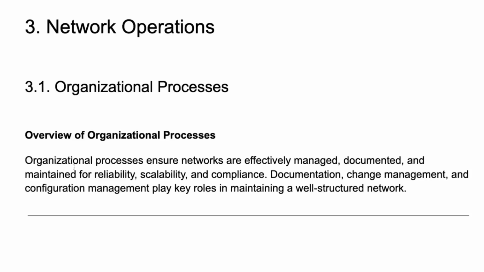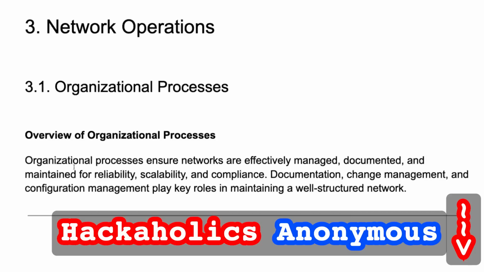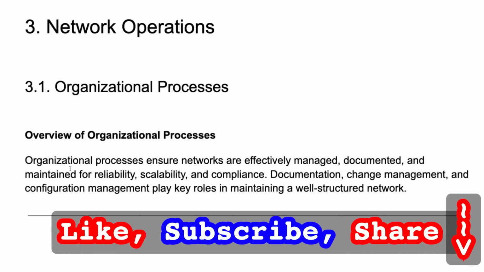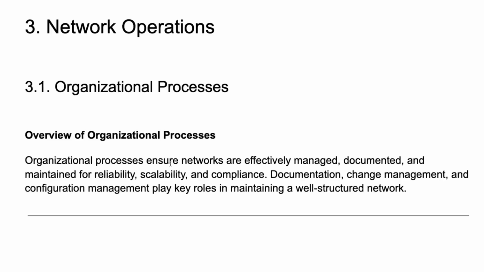Now at the top of our network operations chapter is organizational processes. Organizational processes are the processes that, as the name implies, are for the organization of the network itself and the processes of those networks. I feel like a lot of these things, the label just gives you the description. They ensure that the networks are effectively managed, documented, and maintained for reliability, scalability, and compliance. That would be the best official description we can give it.